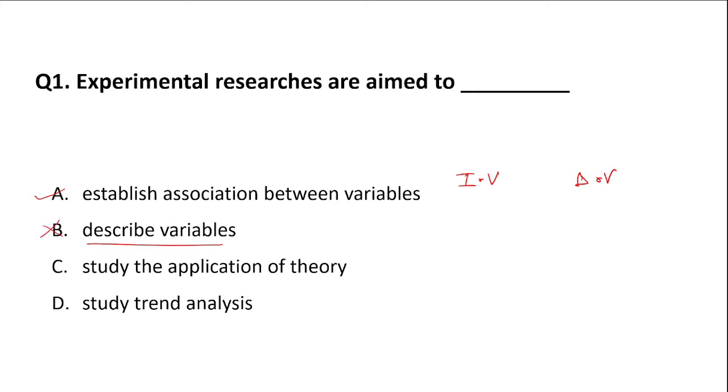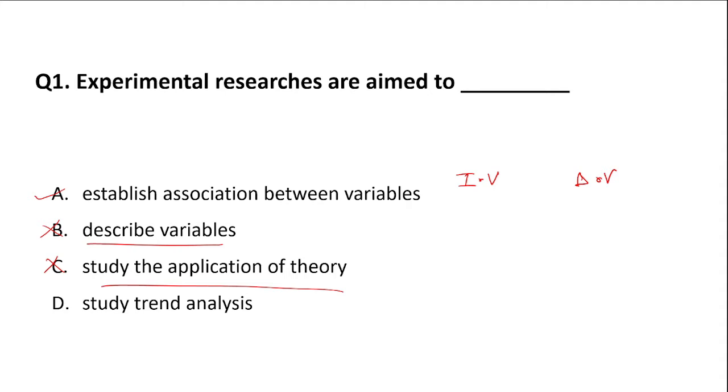Option C, study the application of theory. So students, remember, yes, in yesterday's lecture we learned this statement which is given to us in option C. In fundamental research, whatever theory and principle we made, we apply these theories and principles in applied research. Okay, so here option C is the main aim of applied research, not experimental research. So option C here is incorrect.